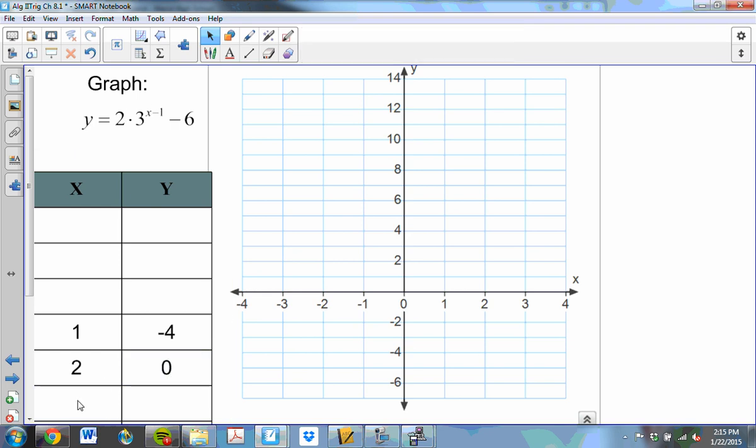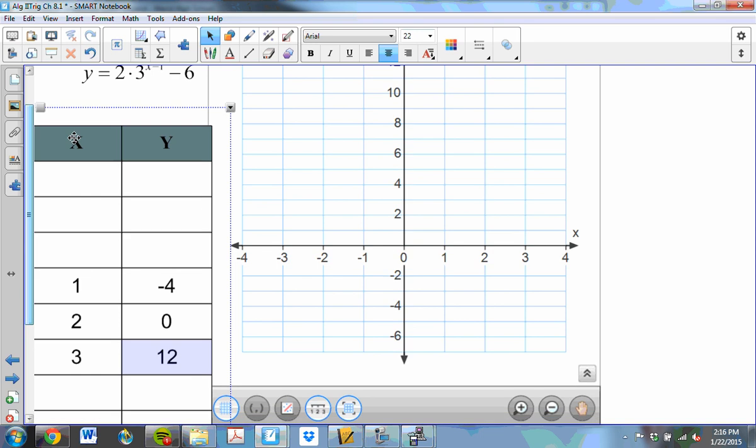I'll plug in a 3 to see if it fits, but these numbers get really big really fast. 3 minus 1 is 2. 3 to the second is 9. 3 squared is 9. Times 2 is 18. Minus 6 is 12. And I can barely fit that on. I've got the point 3, 12. The next point I'll show you to see how quickly this gets large. If I plug in a 4, 4 minus 1 is 3. 3 cubed is 27. Times 2 is 54. Minus 6 is 48. So I have the point 4, 48, which I definitely can't fit.